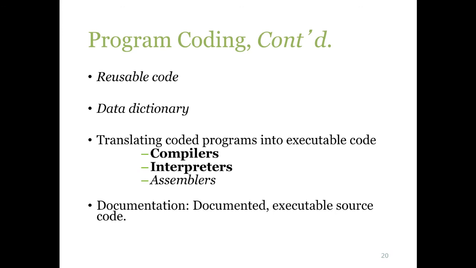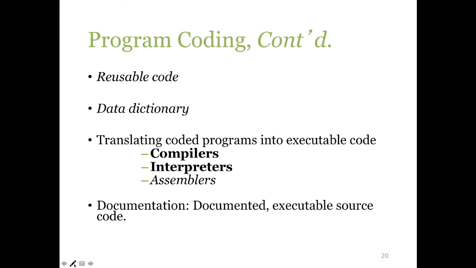And in a database, you need to have a data dictionary to tell people what your data is about. So if you say name, you need to say whether it is the full name, last name, or first name. Okay. Then there is translating programming code into executable code. There are three different ways of doing that: compile your code, interpret your code, or assemble your code.